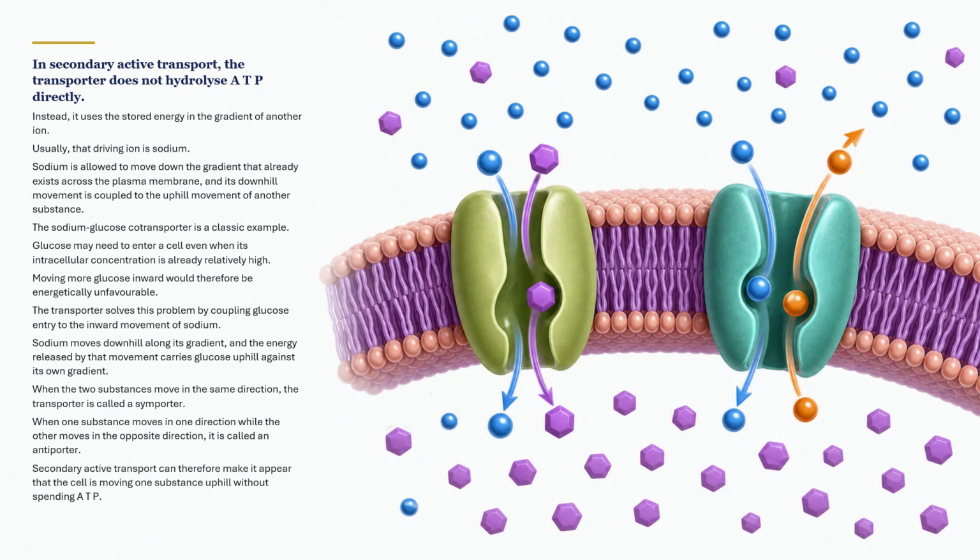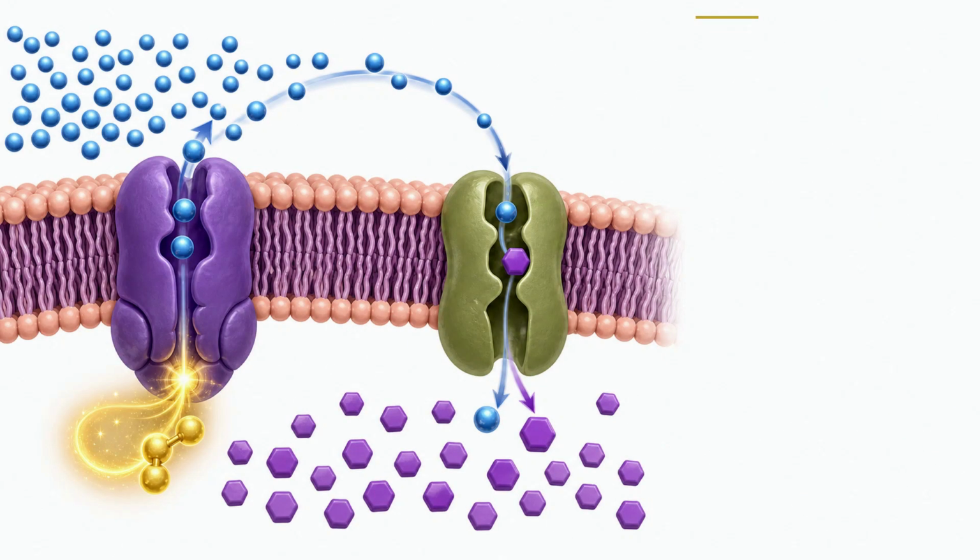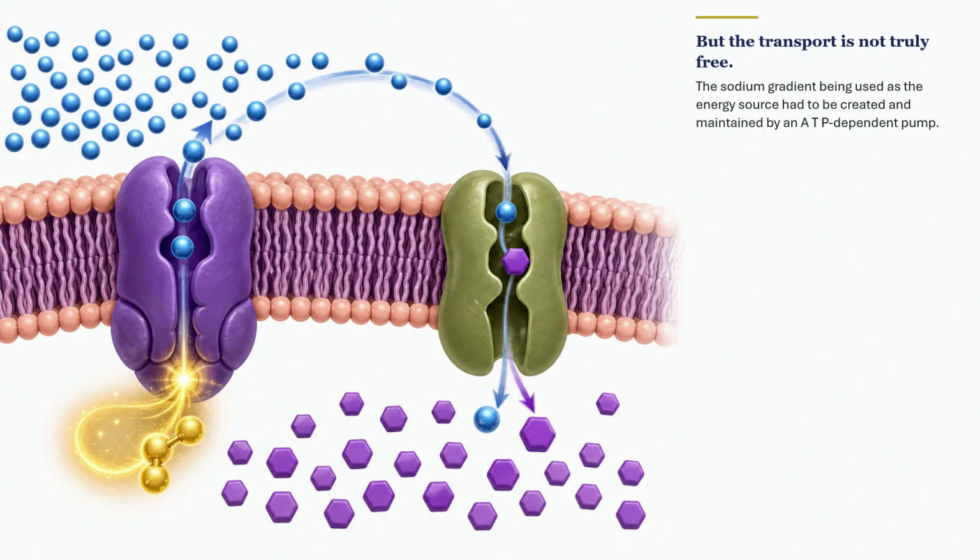Secondary active transport can therefore make it appear that the cell is moving one substance uphill without spending ATP, but the transport is not truly free. The sodium gradient being used as the energy source had to be created and maintained by an ATP-dependent pump. So the energy bill has not disappeared, it has only been paid earlier.